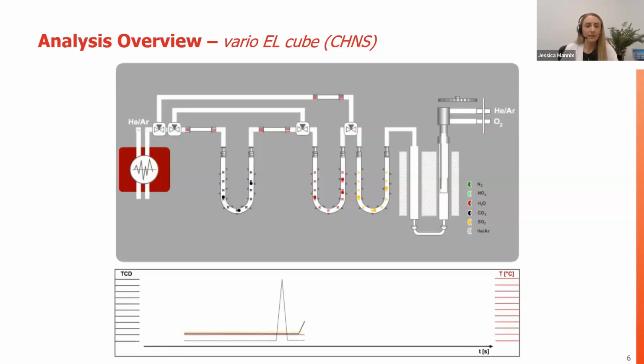Down at the bottom, simultaneously, what you'll see is peaks forming, and that's because we have gases moving through the system hitting the detector. Once they hit the detector, an area count is formed and a peak shape or chromatogram can be identified in the software.